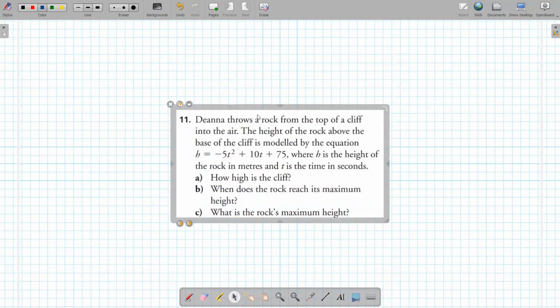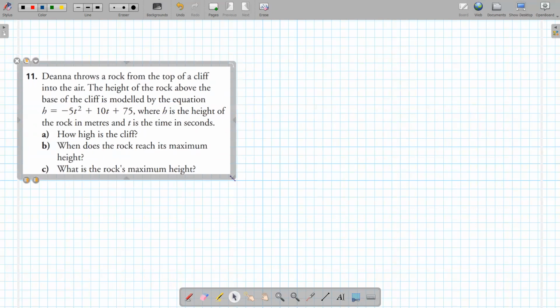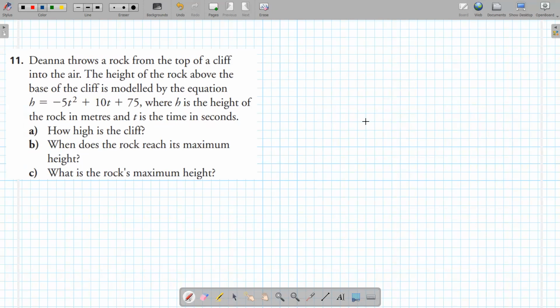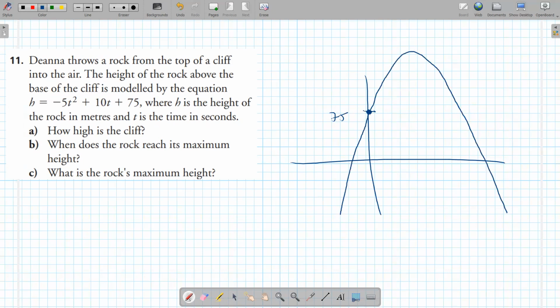Another rock question. Deanna throws a rock. That's an equation given. It's a parabola that opens downwards and has a y-intercept of 75. We have no idea where the vertex is, and no idea where the x-intercept is just yet. The graph looks something like this. How high is the cliff is the first question. What's the answer?